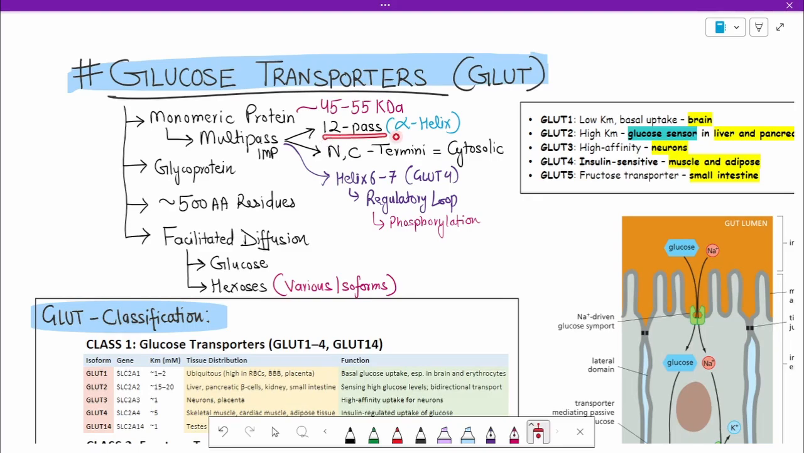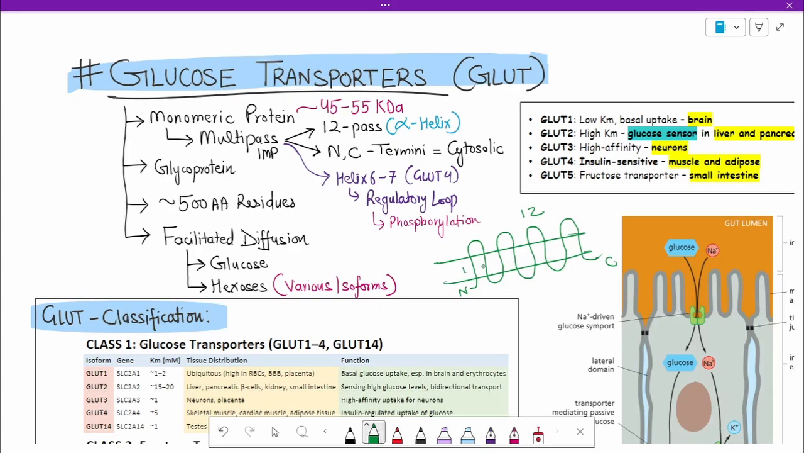As you can see, this is a 12 pass receptor, meaning even pass, and even pass receptors have the quality that the N terminus and C terminus are on the same side. In the case of GLUT transporters, both N terminus and C terminus are cytosolic. If this is a membrane and this is glucose, this is the N terminus, this is the first span, second, third, fourth, fifth, sixth, seventh, and so on. Somewhere here comes the C terminus. There are 12 such spans.